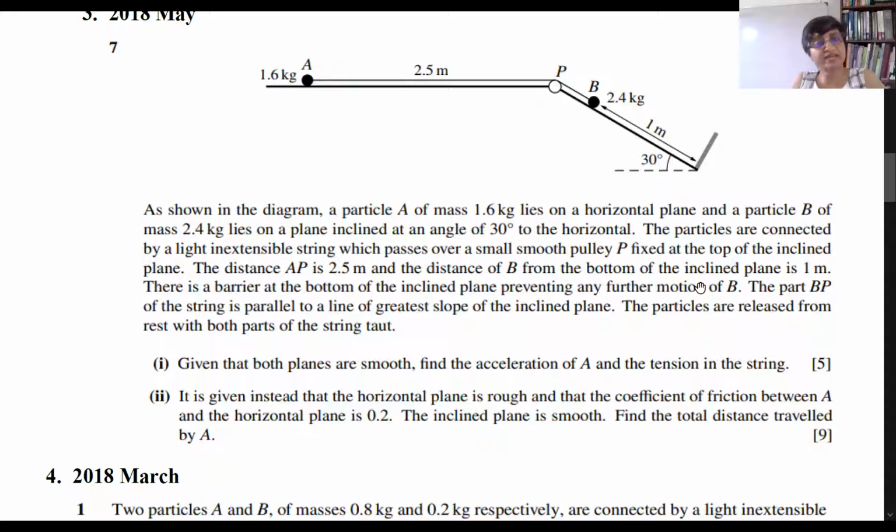Part 2, it is given instead that the horizontal plane is rough. Now your free body force diagram will change. There will be additional forces for A. And the coefficient of friction between A and the horizontal plane is 0.2. Inclined plane is smooth. This is still the same. Find the total distance traveled by A.